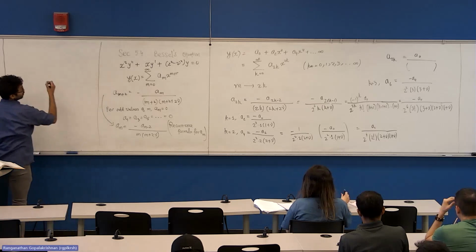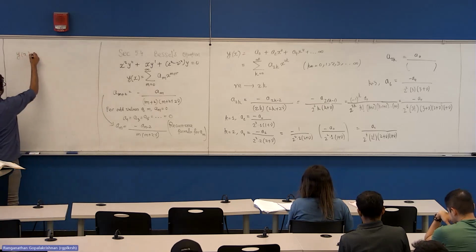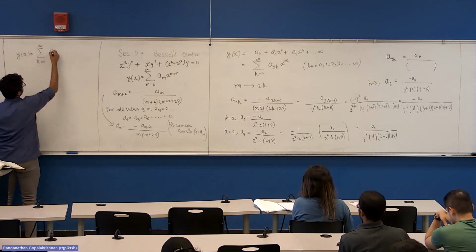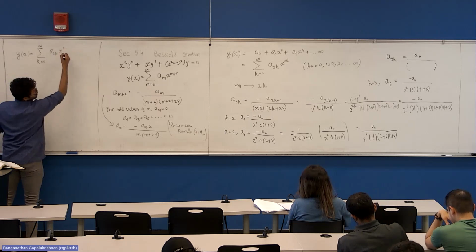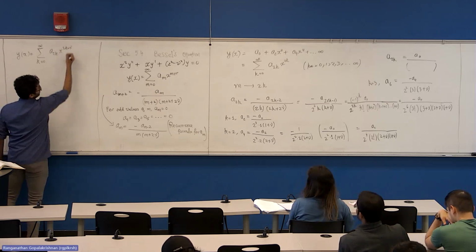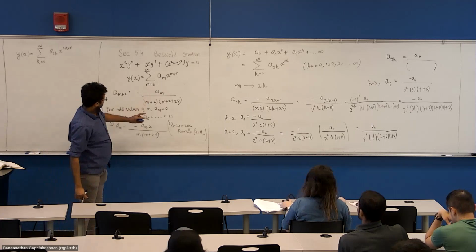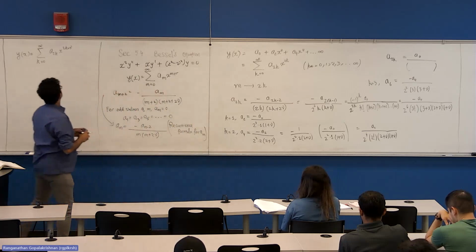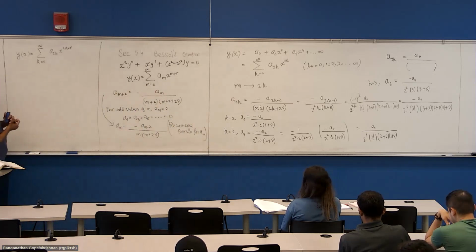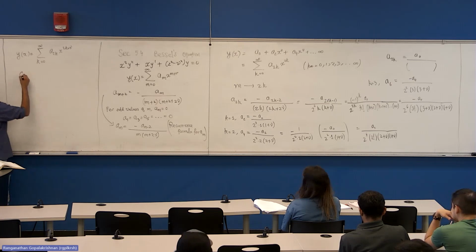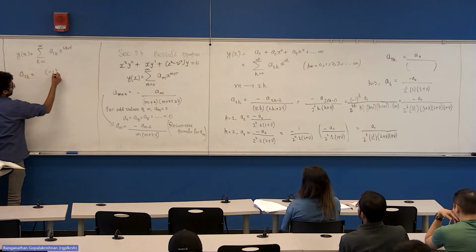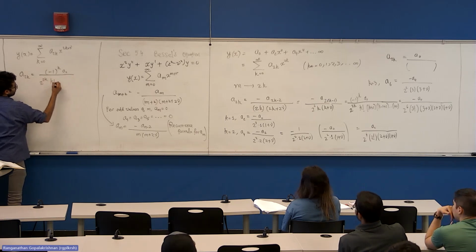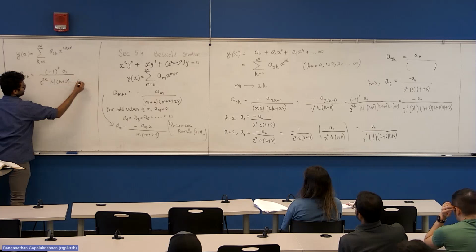So I have my solution y of x is now summation k equals 0 to infinity a_2k x power 2k plus nu, right? X power 2k, and then I'll have x power nu. So that's okay. And a_2k itself is given by a formula: minus 1 power k a naught divided by 2 power 2k k factorial, k plus nu all the way to 1 plus nu.